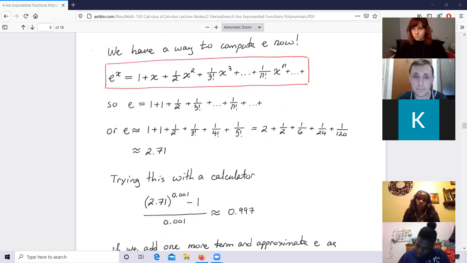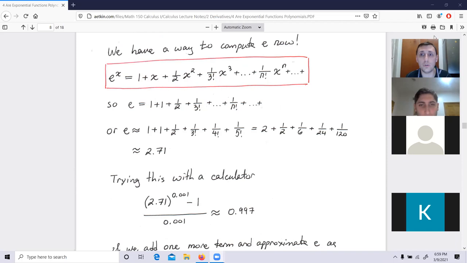What about 1 half? What do you mean, Safa? What do you mean, what about 1 half? Where is the 1 half coming from? 1 half is 1 over 2 factorial. Well, look at it. Here is 1 plus x, plug in 1 here. So that's the 1 half. It's 1 half times 1 squared. 1 over 3 factorial, 1 cubed.